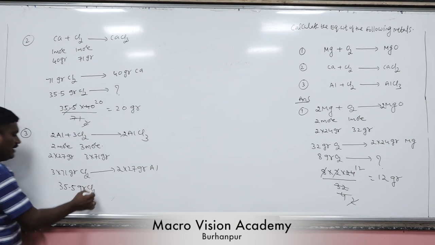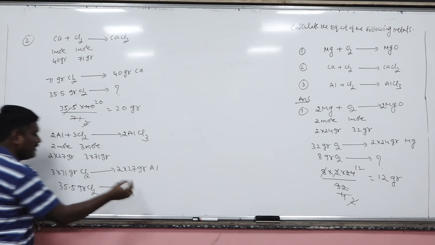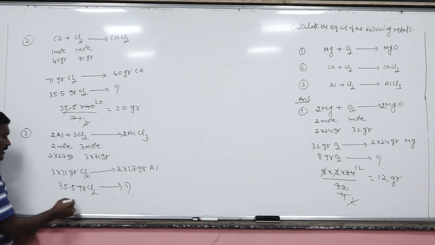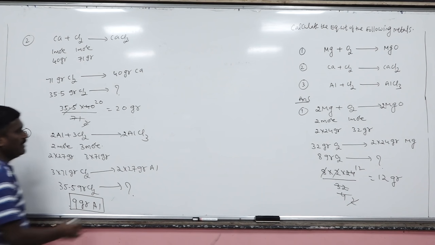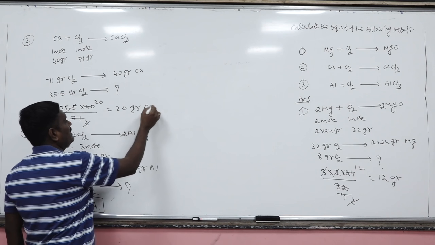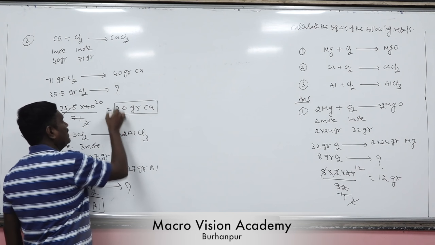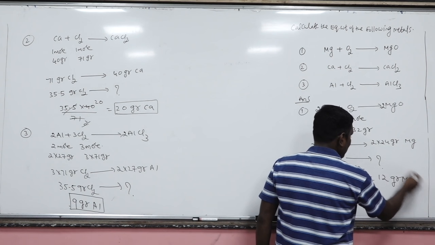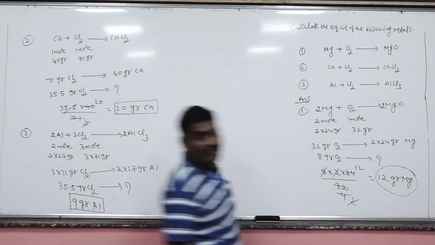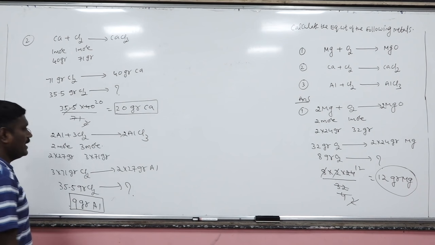35.5 grams of chlorine will react with how many grams of aluminium? You will get 9 grams of aluminium. 9 grams of aluminium is the equivalent weight of aluminium. 20 grams of calcium is the equivalent weight of calcium. And 12 grams of magnesium is the equivalent weight of magnesium. Are you getting my point?